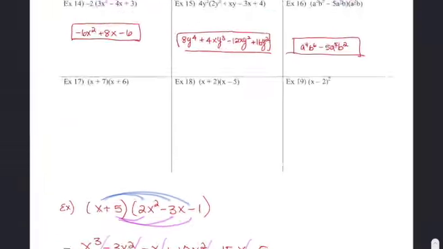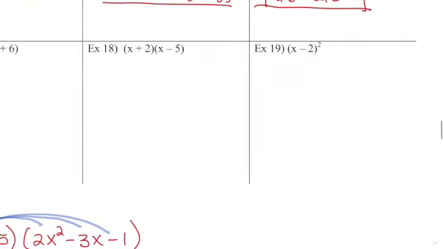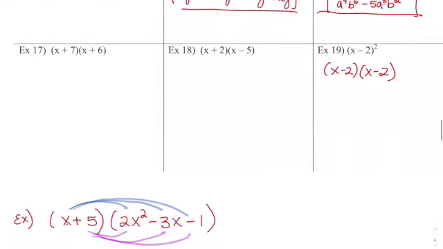Second thing is I also want you guys to, for number 19, make sure you write it out as x minus 2 times x minus 2. And that is a must because you guys are going to skip it and you're going to forget to distribute everybody. Okay, it's not the exponent, it's writing the parentheses out. So go ahead, do 17, 18, 19, and then come back and check your answer.